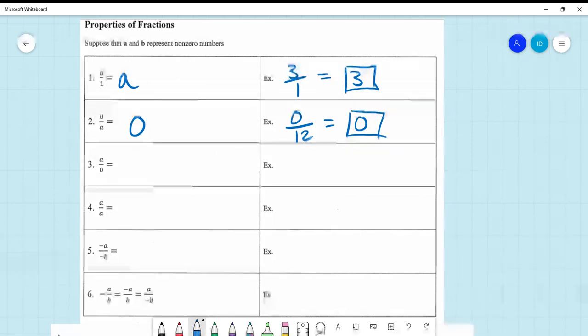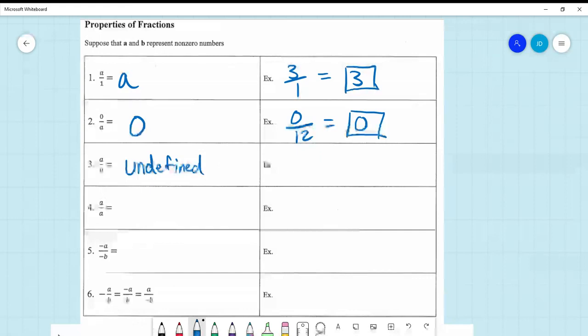Now, the opposite of that, if you have any number over 0, so you have a 0 in the denominator, that is interesting, very interesting in math. It's actually what we call undefined. Because fractions represent division, if you divide by 0 in math, it doesn't make any sense. There's no way to handle an operation like that. So it's not 0. It's not a value at all. We just say it's undefined.